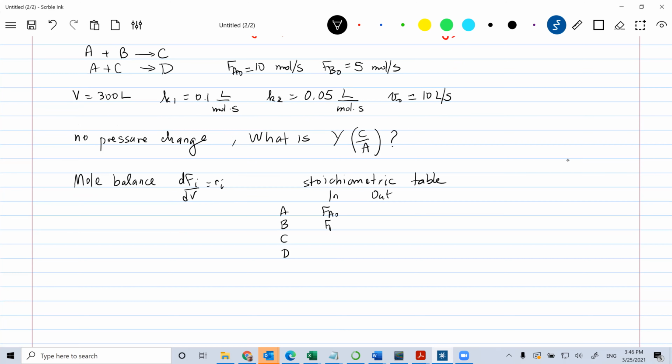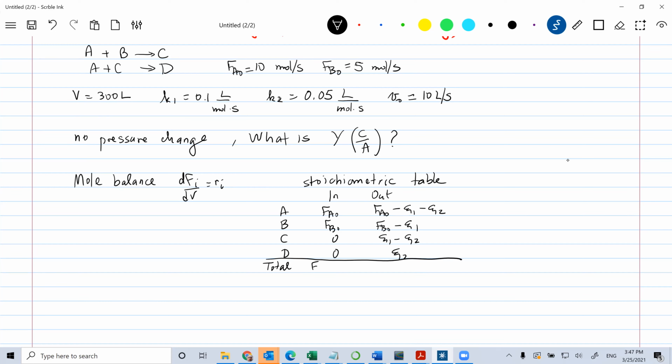So we have FA naught, FB naught, 0 and 0. A participates in both reactions, so it's FA naught minus eta 1 minus eta 2. This is FB naught minus eta 1. And C is eta 1 minus eta 2 because C is in both reactions, and D is eta 2. So you can once again look at your total flow.